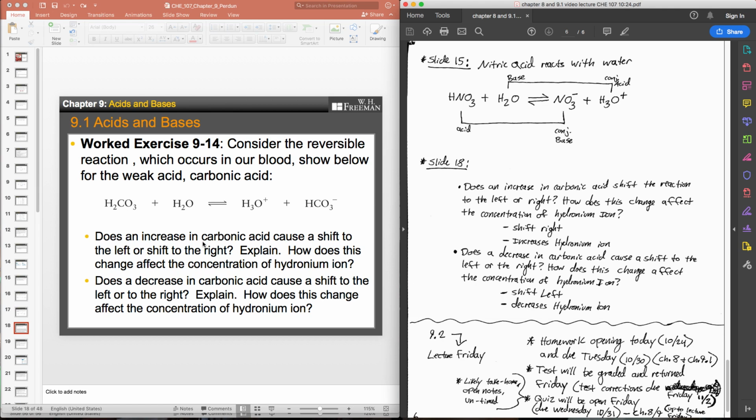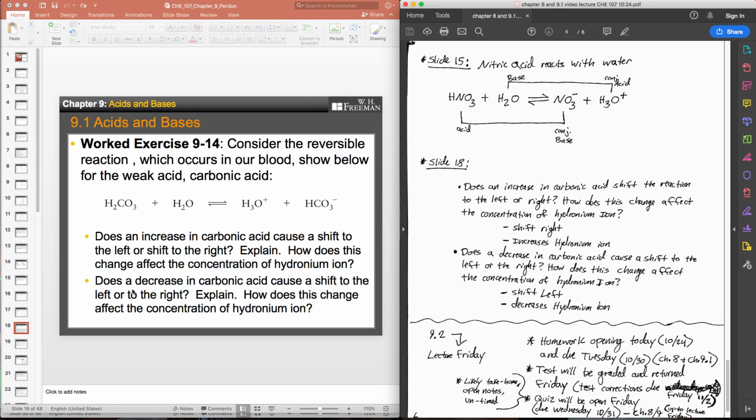So if we react it with water, if we increase this, we're increasing the reactants. We will therefore push it to the right, right? How does this change the hydrogen ion concentration? It's going to increase the hydronium because we're increasing the products, right? So a very simple way that we can take what we know about Le Chatelier's principle and apply it to this.